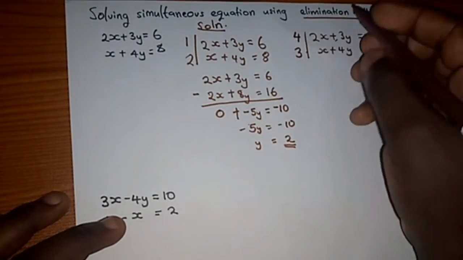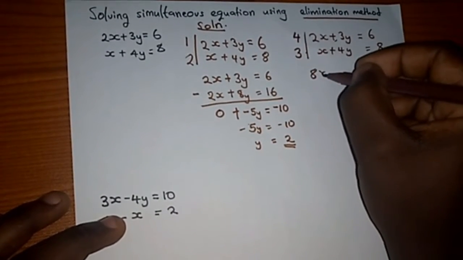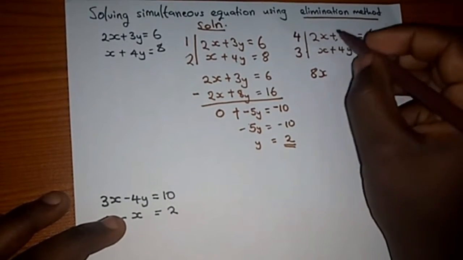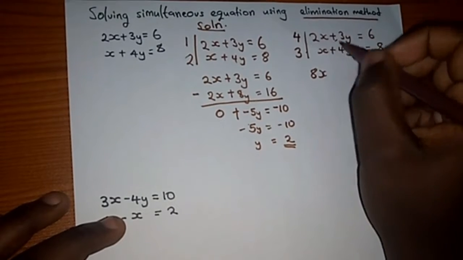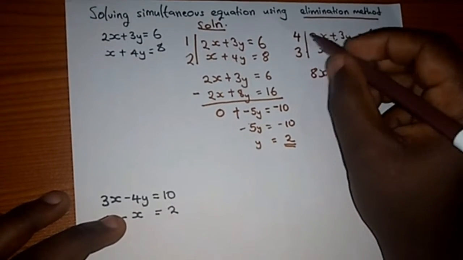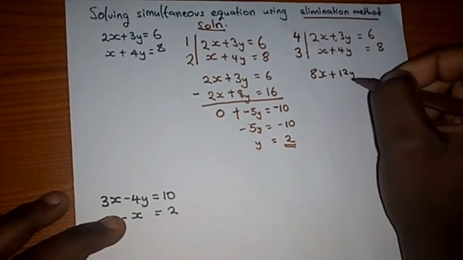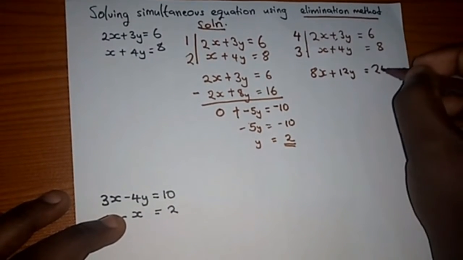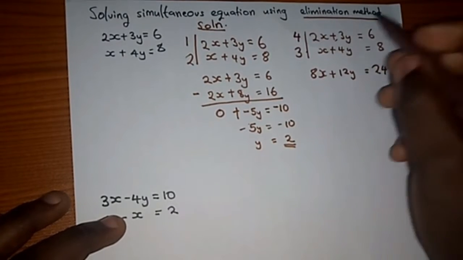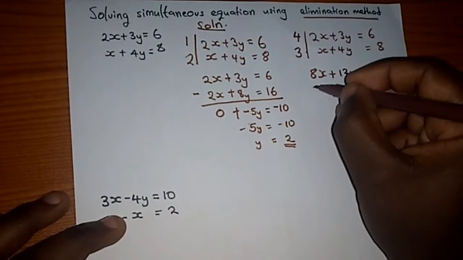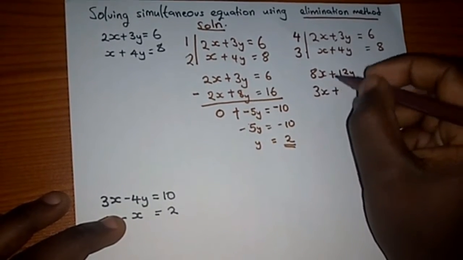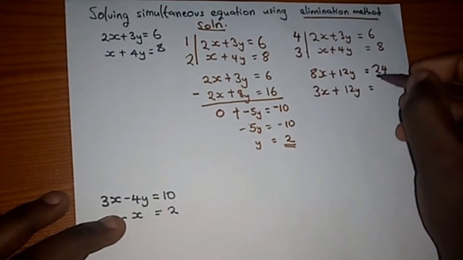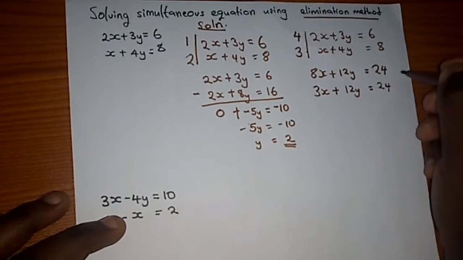So I multiply 4 times 2, 8x. You multiply this 4 by the whole linear equation. So 4 times 2, I get 8x, plus 4 times 3, I get 12y, equals 4 times 6, I get 24. Yes, so 3 times x, I get 3x, plus 3 times 4, I get 12y, equals 3 times 8, I get 24.